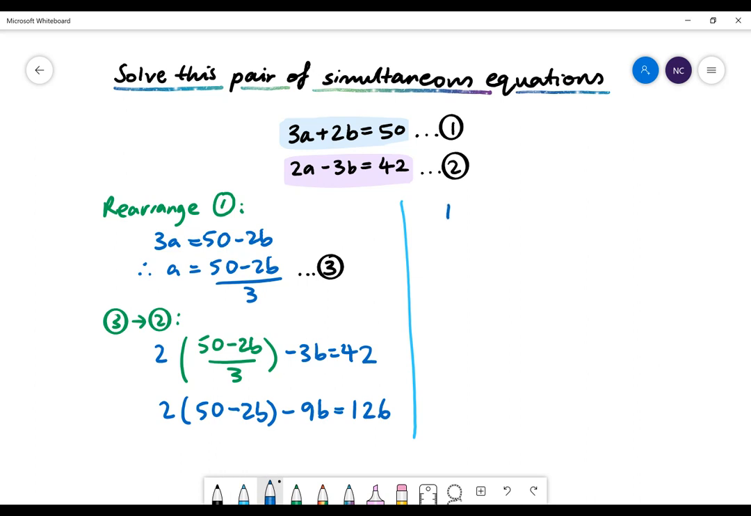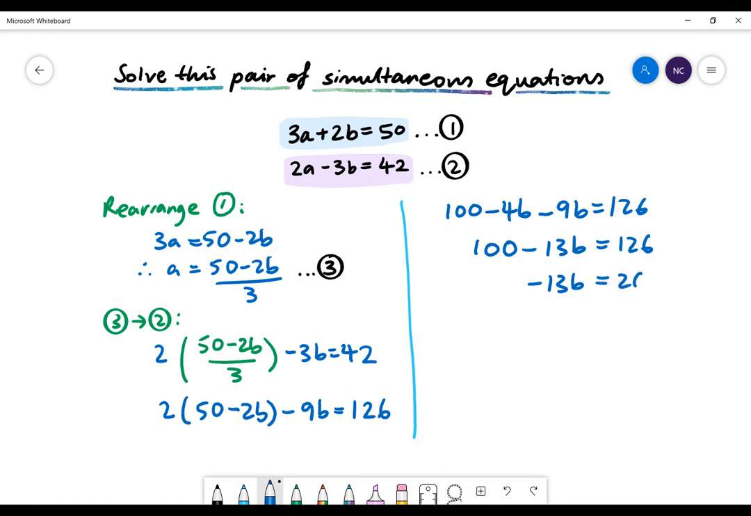Expand the brackets. Gather your like terms. And simplify. Therefore, b will be negative 2. Let's call this equation 4.